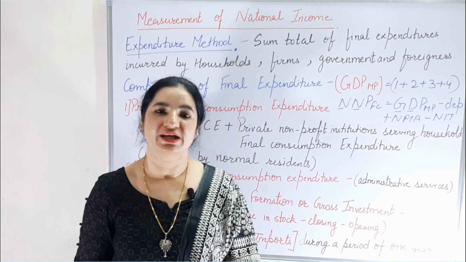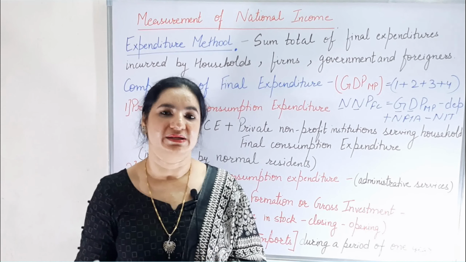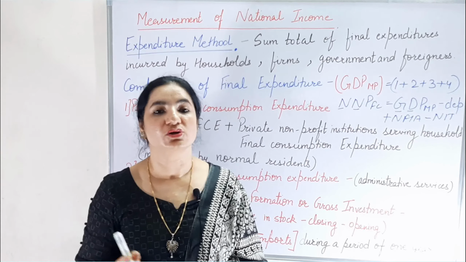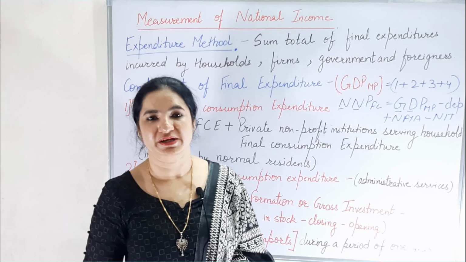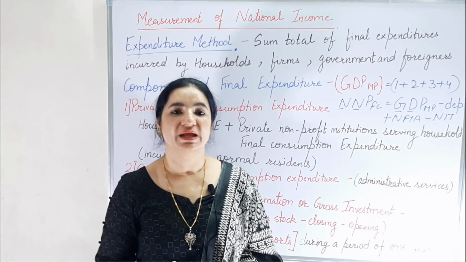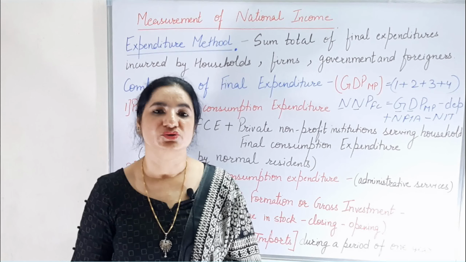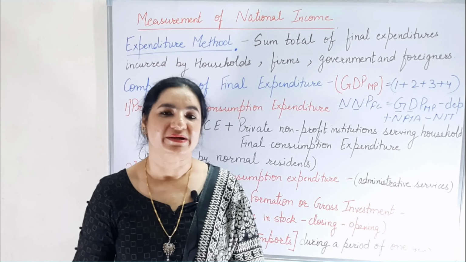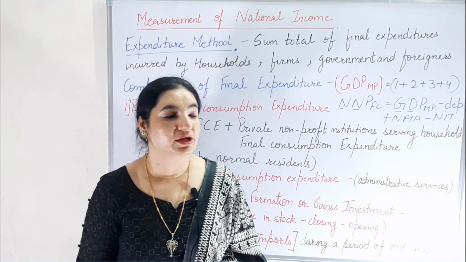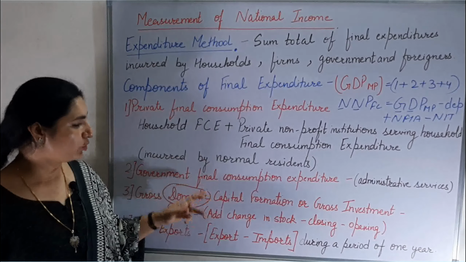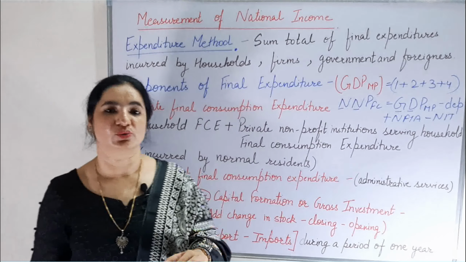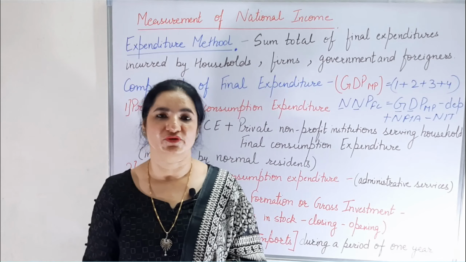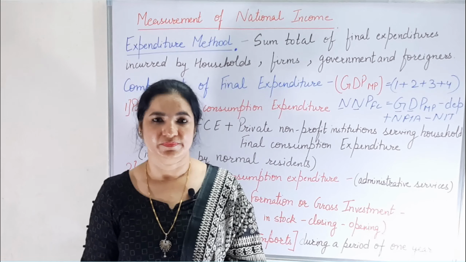So now it is very clear what the items to be included and not to be included are while calculating national income from the expenditure method. In my next video, I'll show you how the practical questions are to be done, including all these four bits, so that we will be able to calculate national income from this particular method. Thank you.